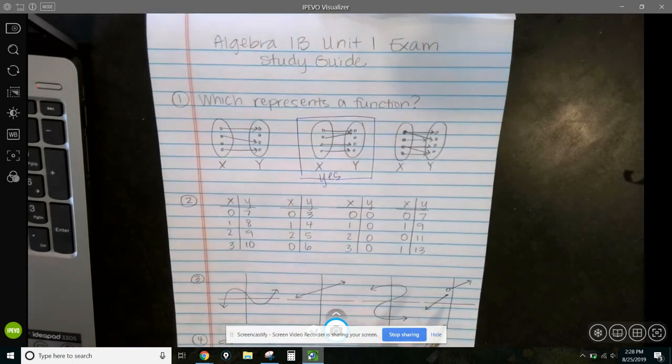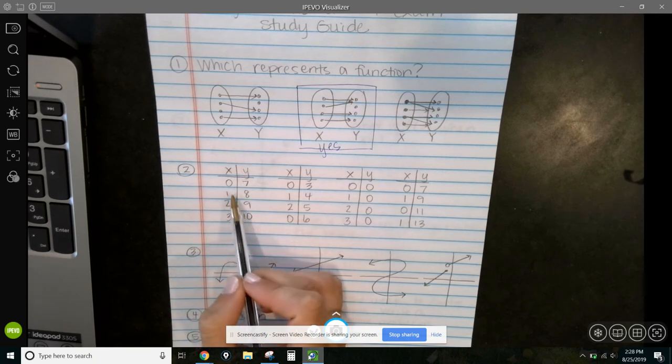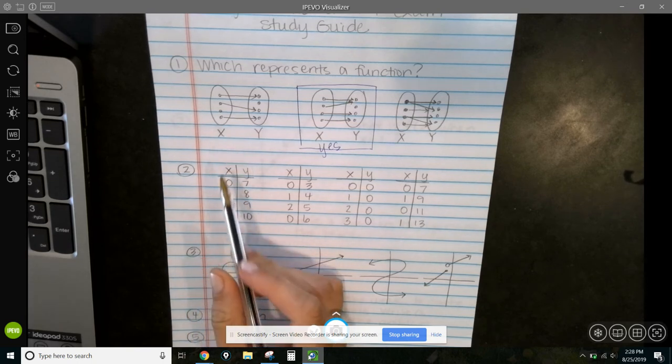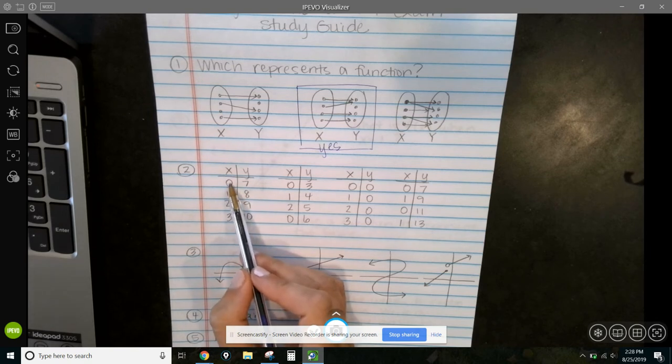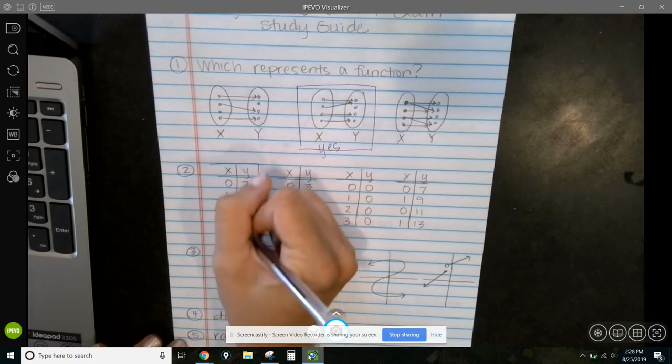Okay, now looking at a table. This is the same. We have our inputs and our outputs, but now we're just looking at numbers instead of pictures with arrows. Looking at these inputs, I have 0, 1, 2, and 3, and they all have an output. So this one seems like, yes, that's great. That's a function.